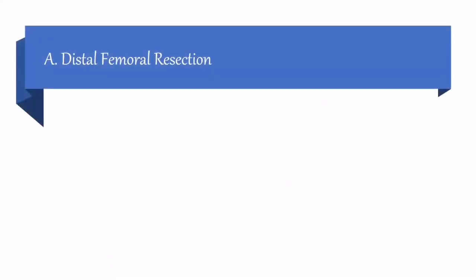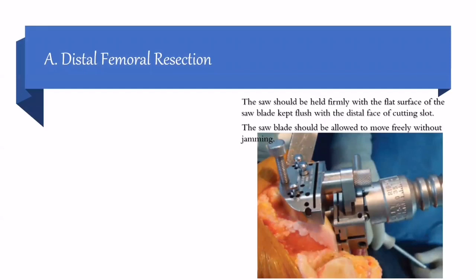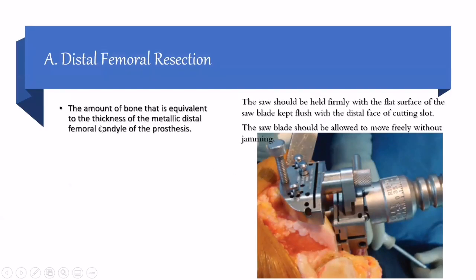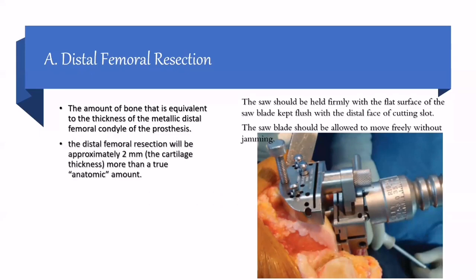So, about the distal femoral resection. As you see, this is the jig of the IM rod, and this part is assembled together with that of the distal femoral cut. We will see that the amount of bone removed is equivalent to the thickness of the metallic distal femoral component. What we remove from the distal femur is the same thickness of the original component of the prosthesis.